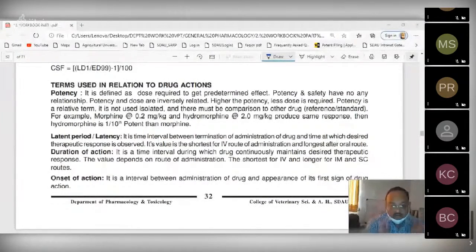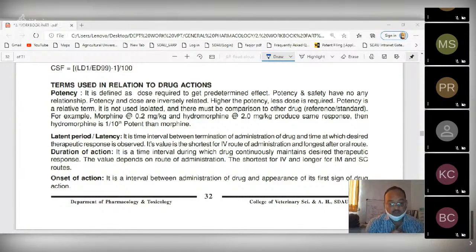So if you give the intravenous injection, then the latent period is the shortest. Latent period will be shortest, and it is longest after the extravascular route, like oral route, intramuscular route. So it's very easy to understand.